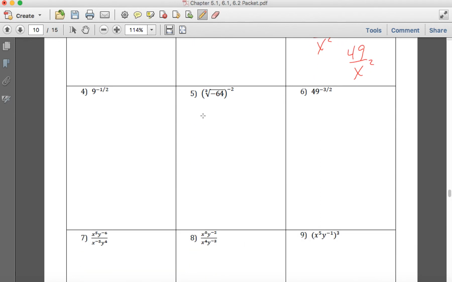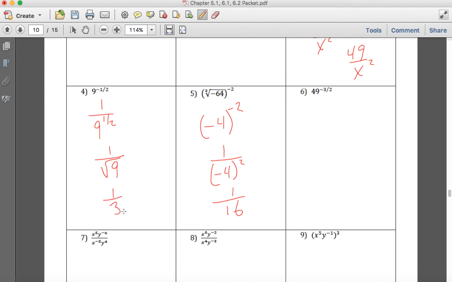Number 5. All right, cube root of negative 64 is negative 4. Negative second power, turn that upside down, negative 4 to the second power. Negative 4 squared is 16. This is 1 over 9 to the 1/2 power. Another way of writing 9 to the 1/2 power is the square root of 9. This is going to be 1 over 3.